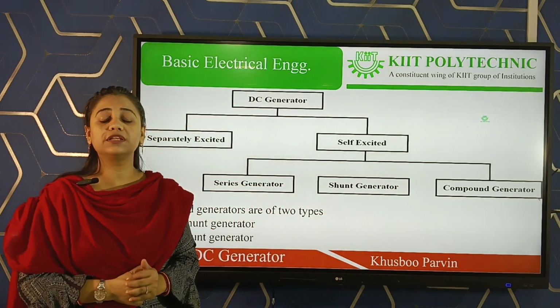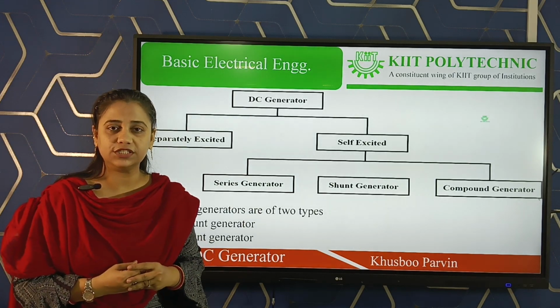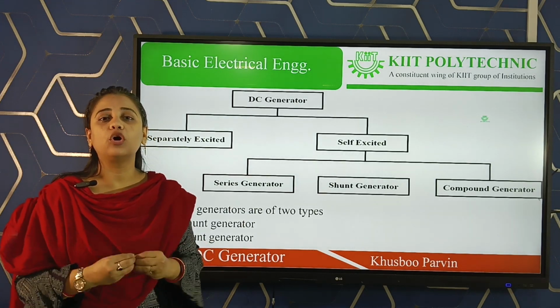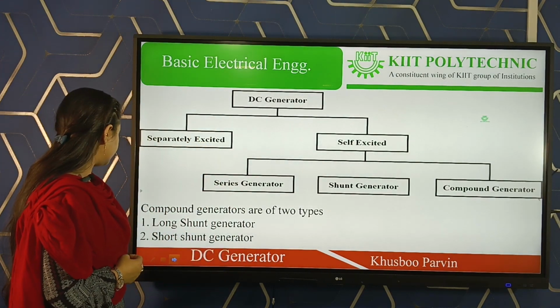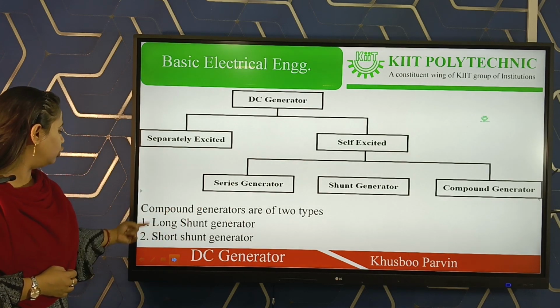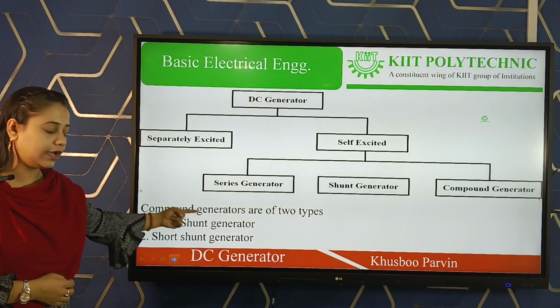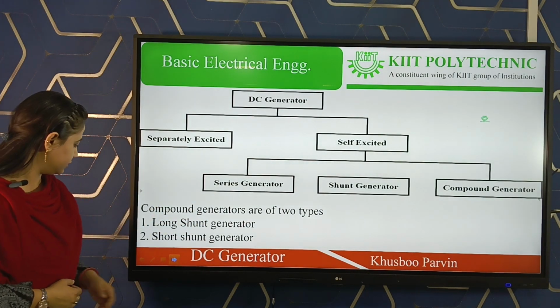The compound generator is further divided into two parts. One is a long shunt compound DC generator. Another one is a short shunt compound DC generator. So here you can see your compound DC generators are of two types. One is a long shunt compound DC generator. Another one is a short shunt compound DC generator.